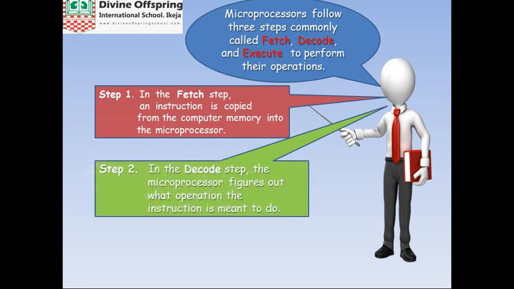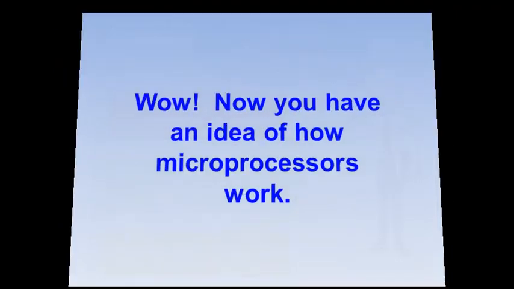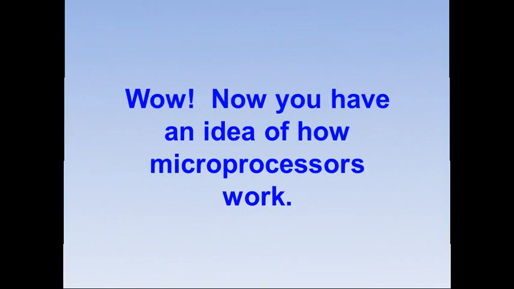Step 2. In the decode step, the microprocessor figures out what operation the instruction is meant to do. Step 3. The final step. In the execute step, the operation is performed. Wow! Now you have an idea of how microprocessors work. Good.